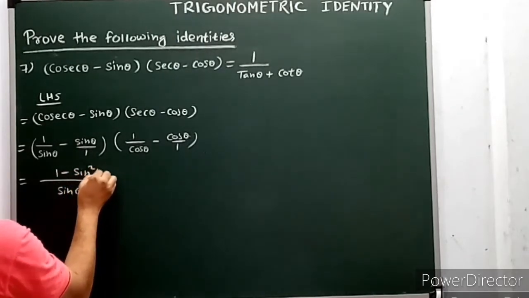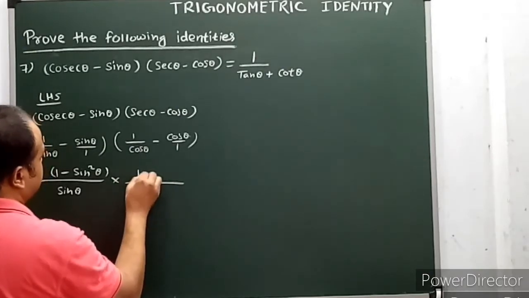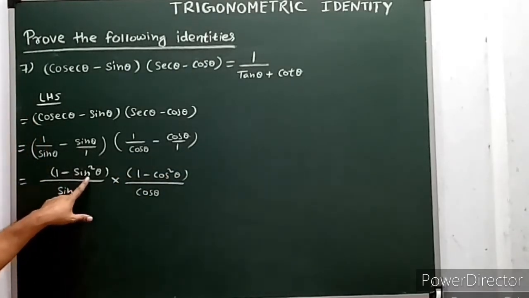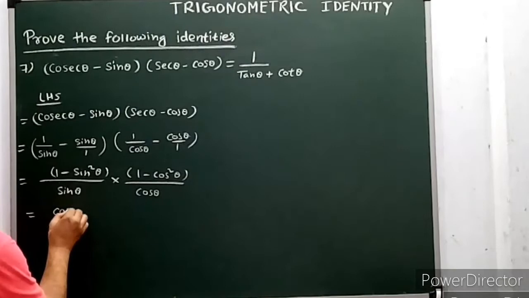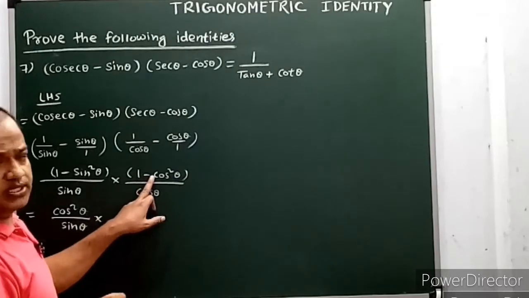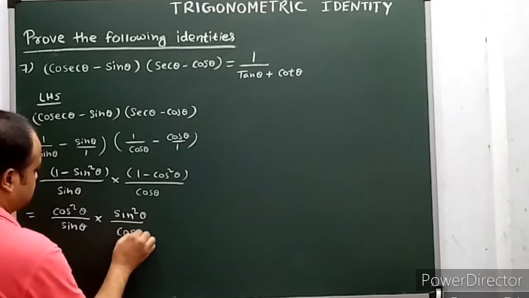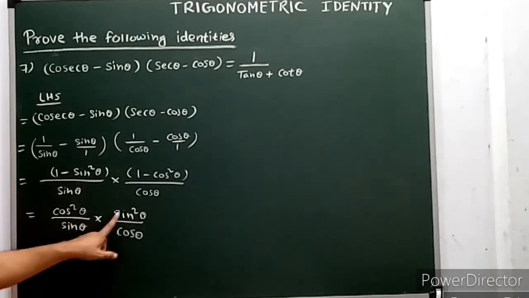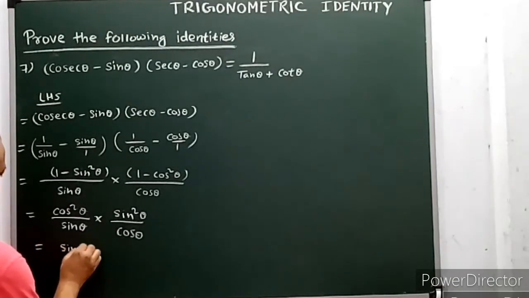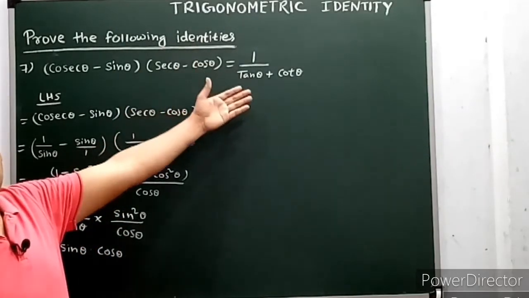And in the numerator you are getting 1 minus sin square theta. Similarly here you are getting 1 minus cos square theta. Now we know 1 minus sin square theta is cos square theta, and 1 minus cos square theta is sin square theta. If you cancel out one cos theta and one sin theta from numerator and denominator, you are left with sin theta into cos theta. See, this is not in the RHS, so I have to proceed from the right hand side also.